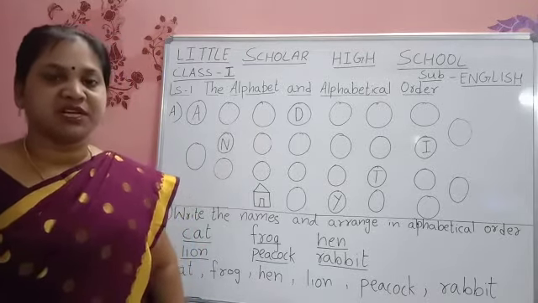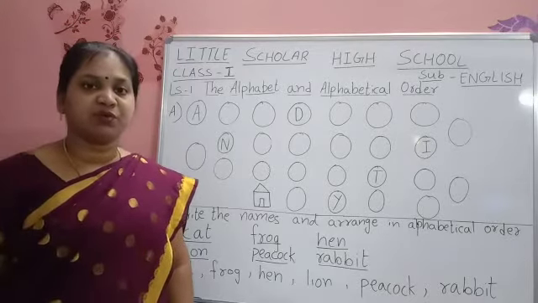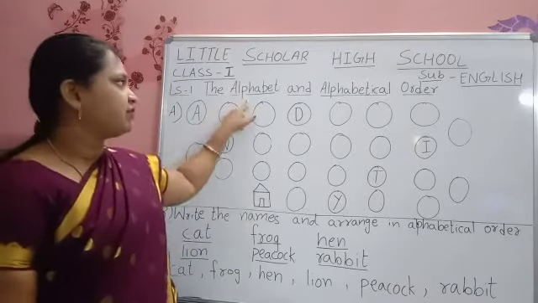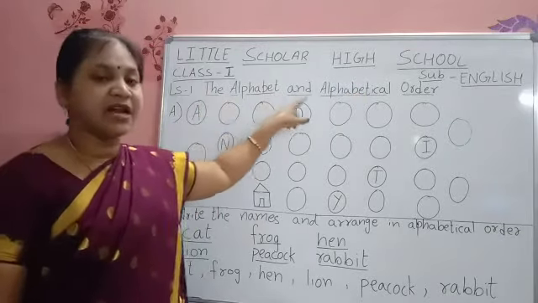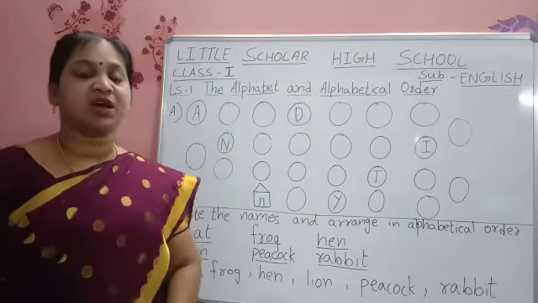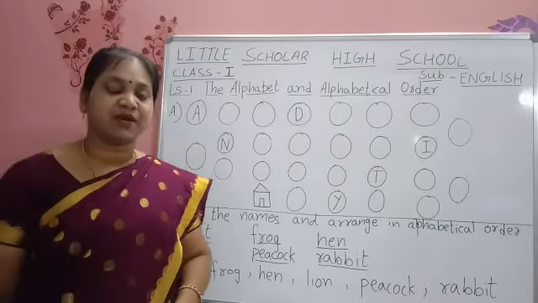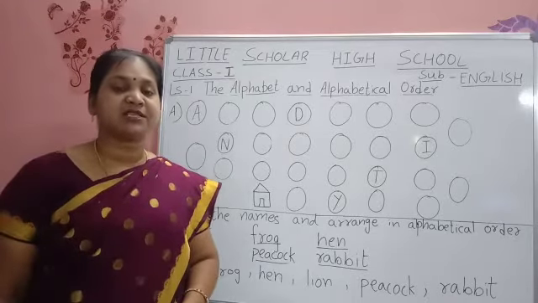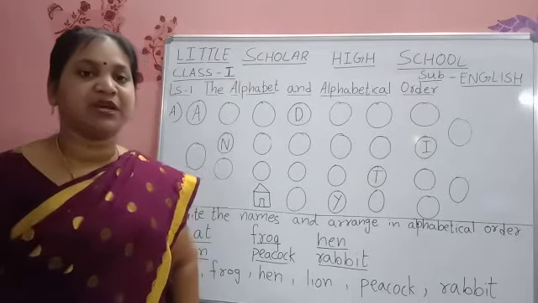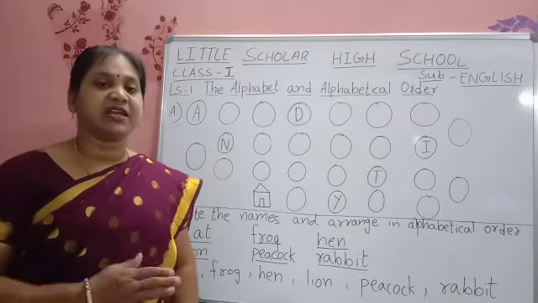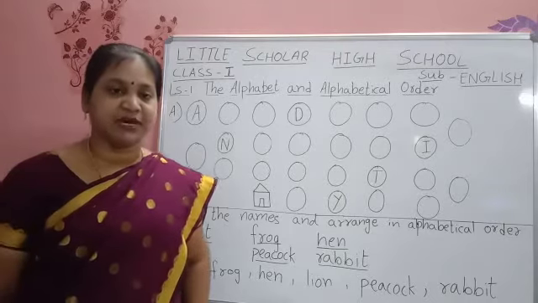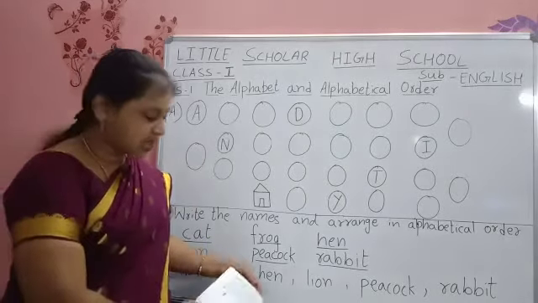Class 1 subject English. Today's topic that we are going to discuss is the alphabet and alphabetical order. Come on, say children, how many letters are there in the English alphabet? Yes, we have 26 letters in the English alphabet. A to Z are known as alphabets.